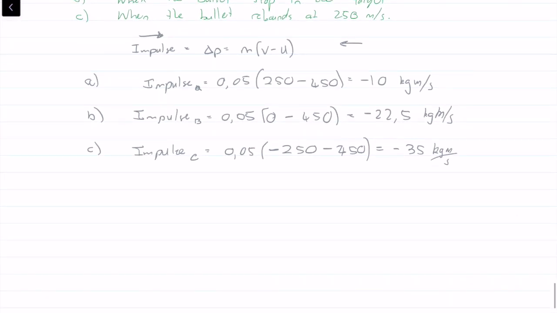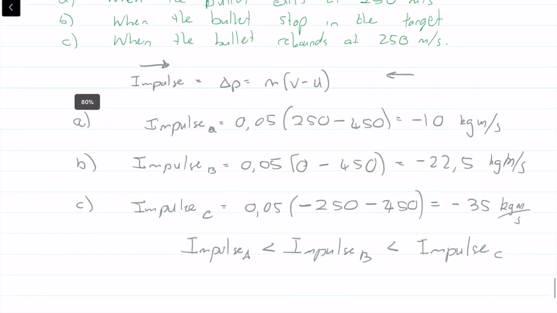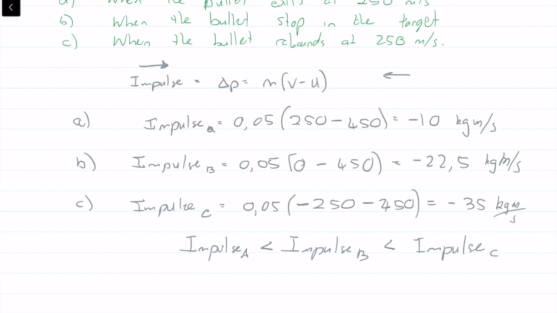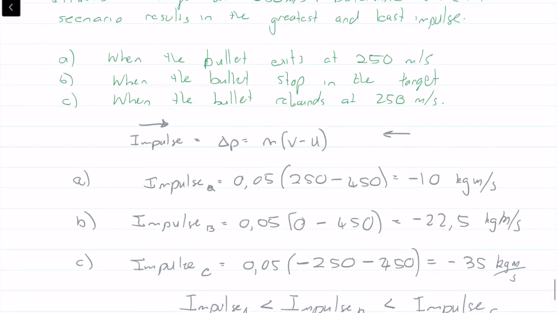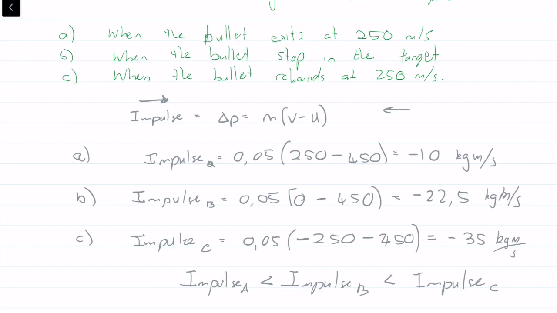Okay, so as we can see, the impulse of A is less than the impulse of B, which is less than the impulse of C, which is what we expected. We expected to take a lot more impulse, or change a lot more momentum, when the bullet is rebounded than when it's allowed to pass through.